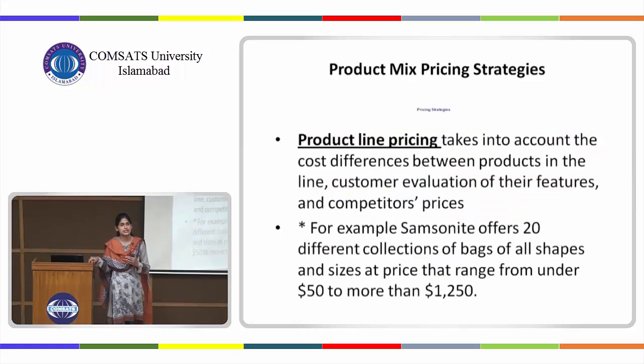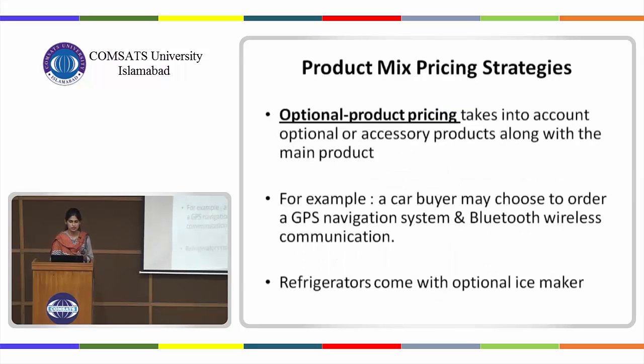What is product line pricing? Product line pricing takes into account cost differences between the products in the product line, it takes into account customer evaluation of the features, and it takes into account competitor prices. So it takes into account three things. The first thing is competitor prices. The second thing is consumer evaluation, and then the last thing was the basic cost difference that exists in between the products.